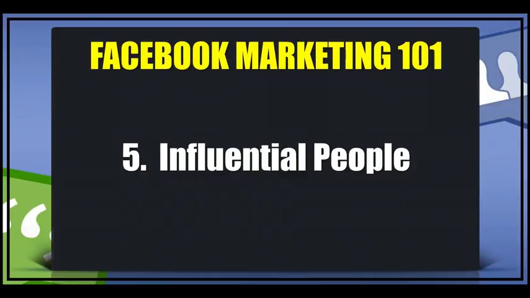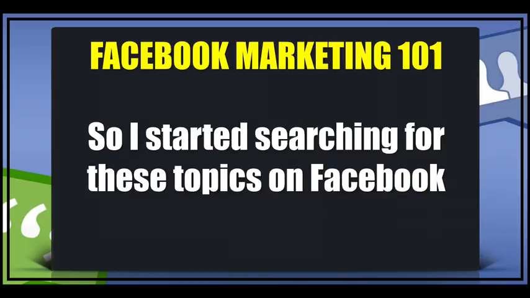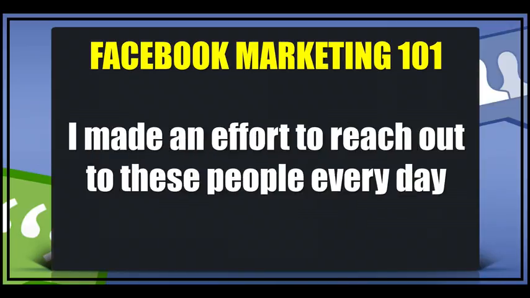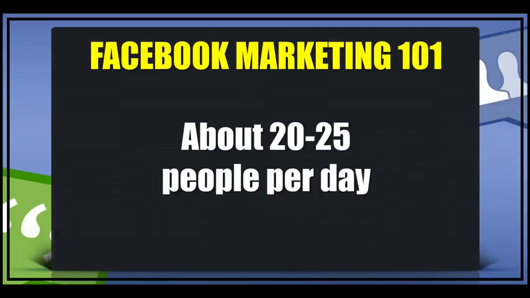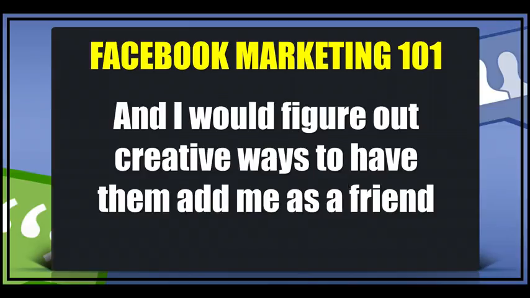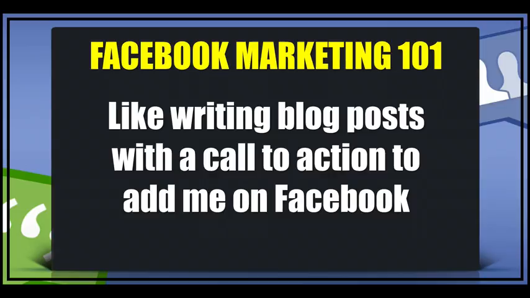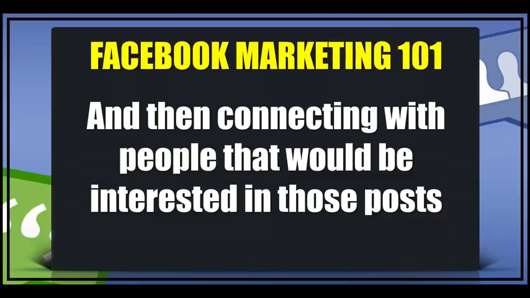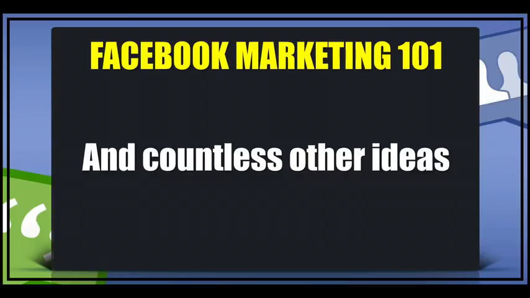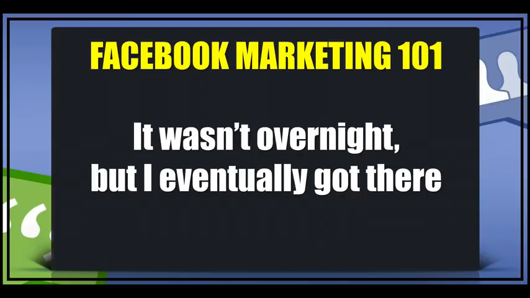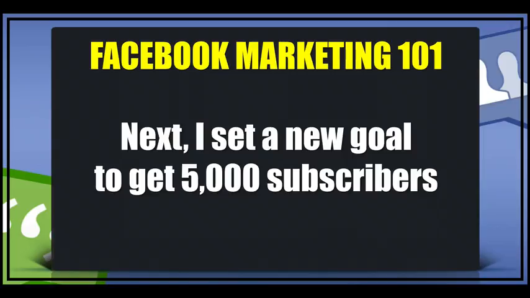So I actually mapped out those 5 topics, and I started searching for those topics on Facebook using the graph search. I made an effort to reach out to these people every single day. And look, I was consistent, about 20 to 25 people per day. I was on a mission, right? And I would figure out creative ways to have them add me as a friend, because there's no limits when they do that. For example, I was writing blog posts with a call to action that would say to add me on Facebook, and then connecting with people that would be interested in those posts, reaching out to them, starting conversations and sending them those links, and countless other ideas. Now look, it wasn't overnight, but I eventually got there, to 5,000 friends.